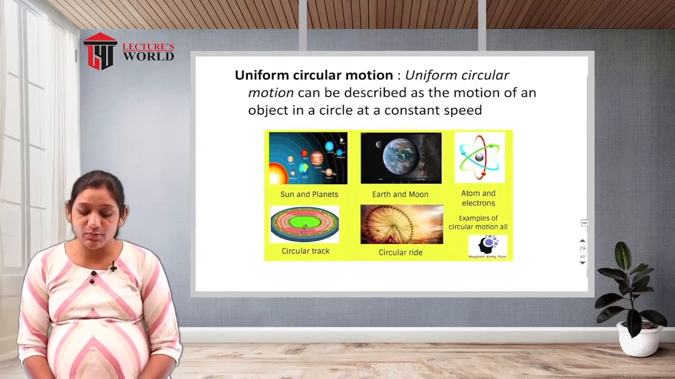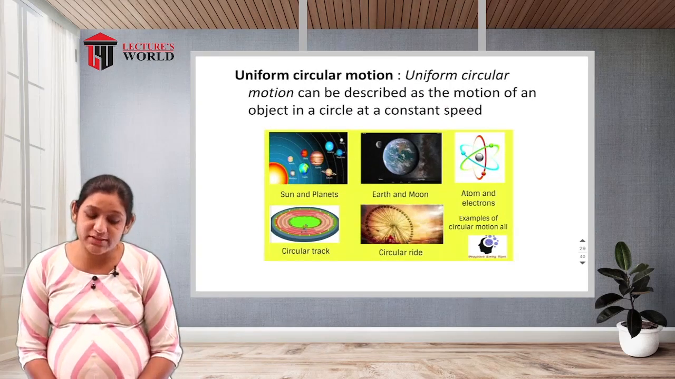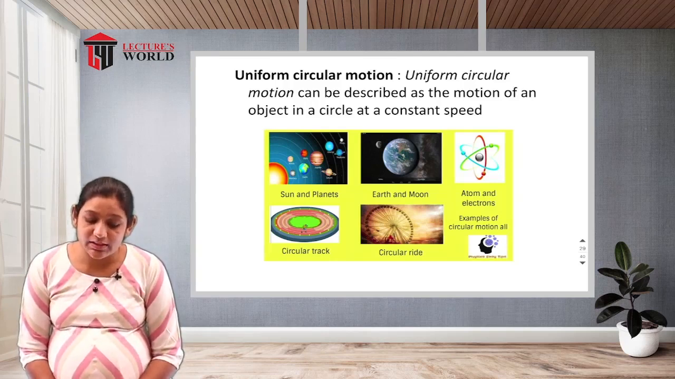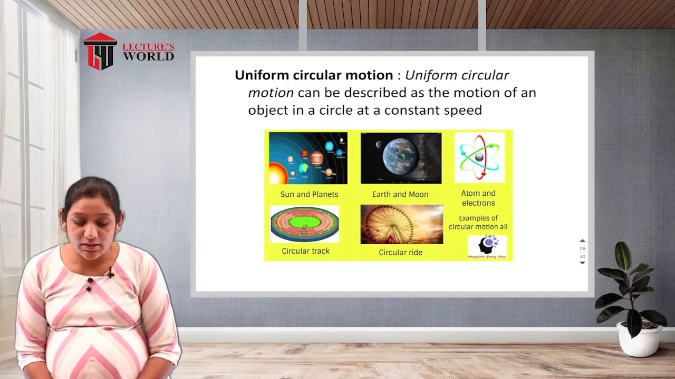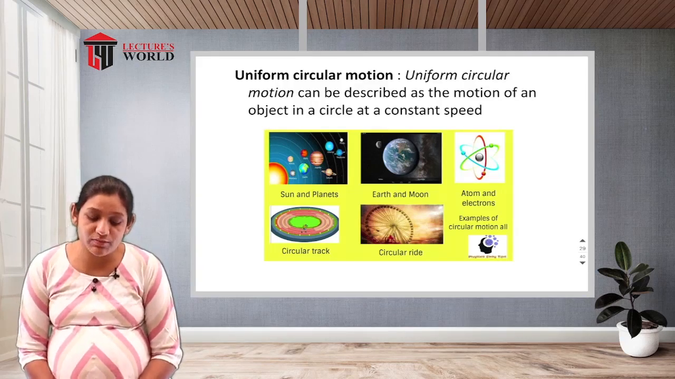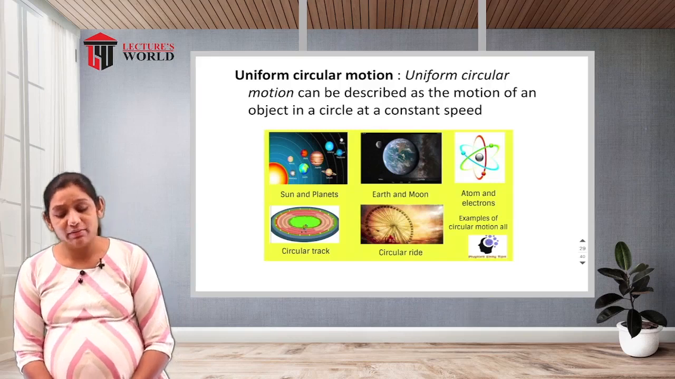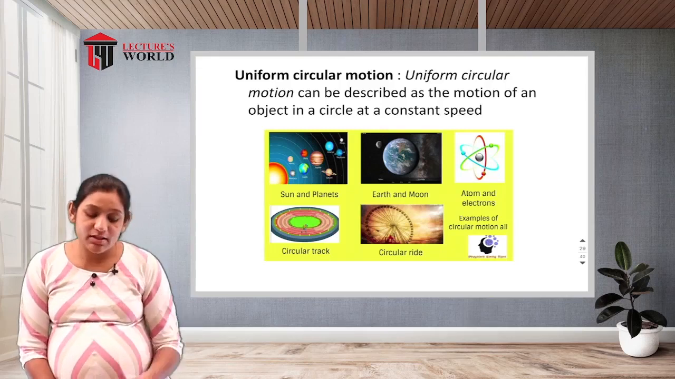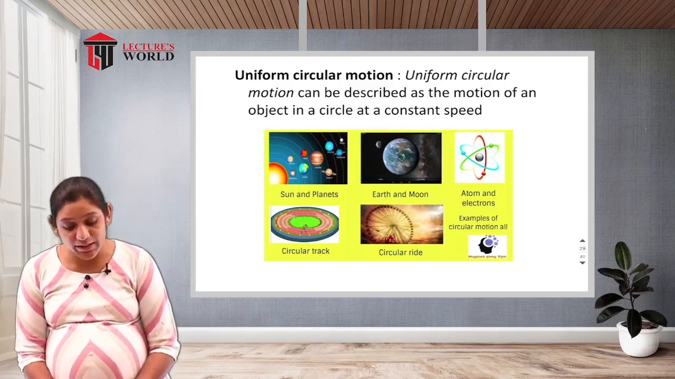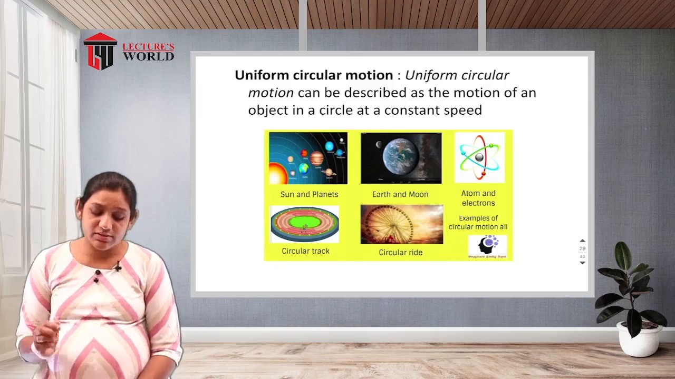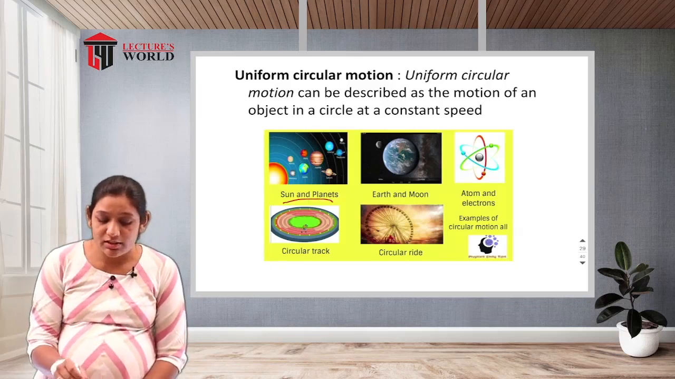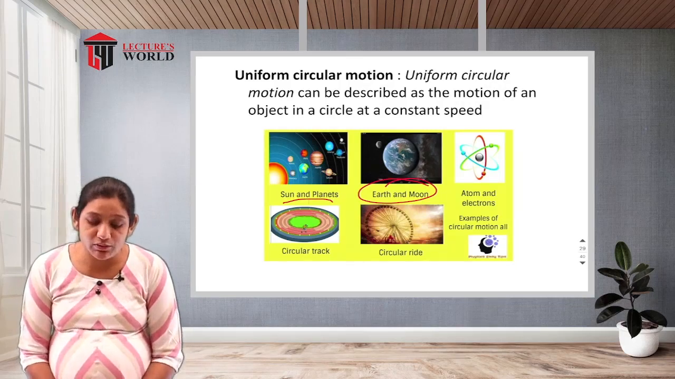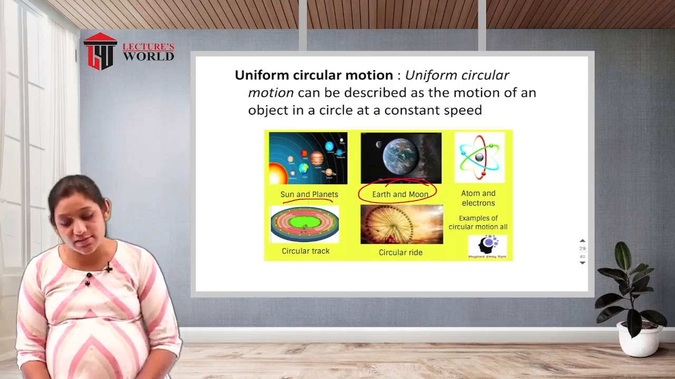Next one, uniform circular motion. Uniform circular motion can be described as the motion of an object in a circle at a constant speed. For example, on a circular track, the sun, planets, earth and moon move in orbits uniformly, which is circular motion at constant speed.